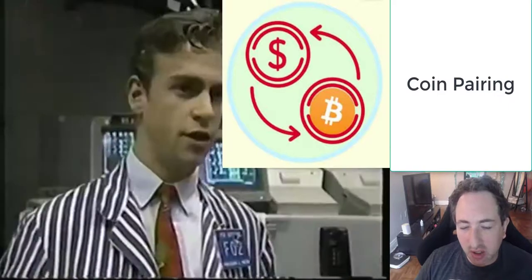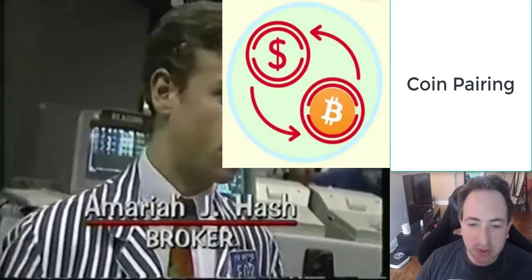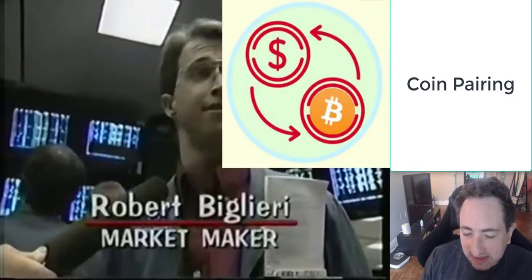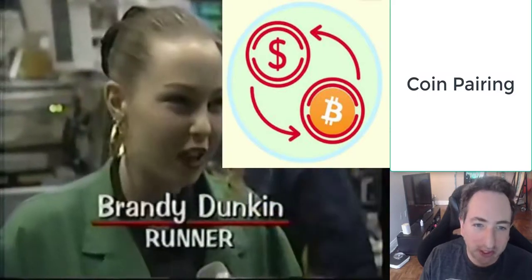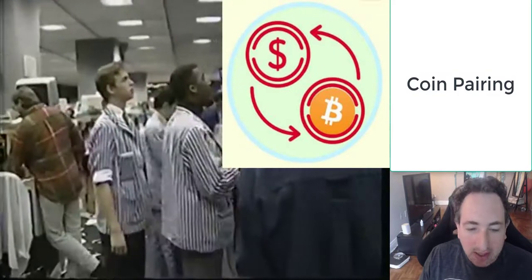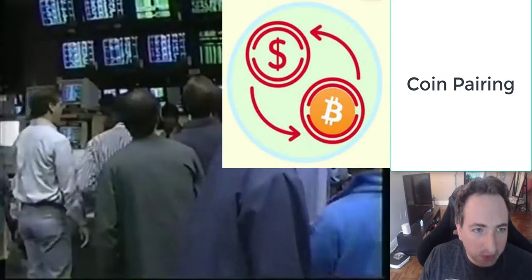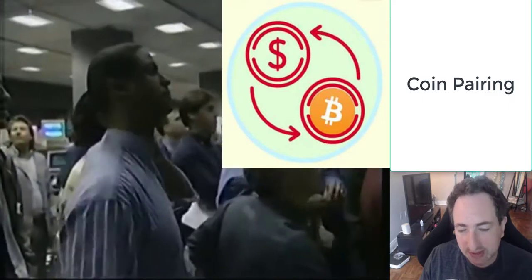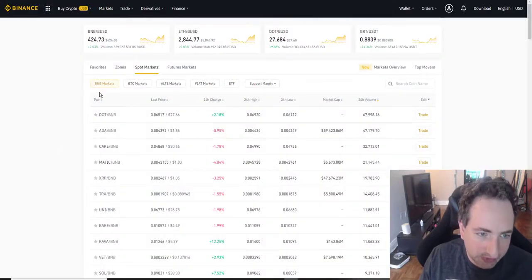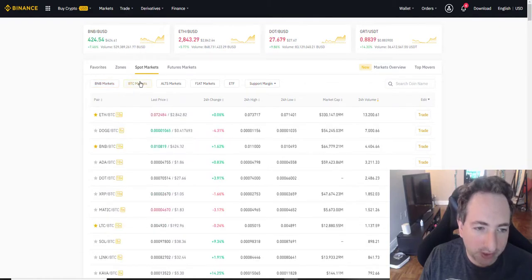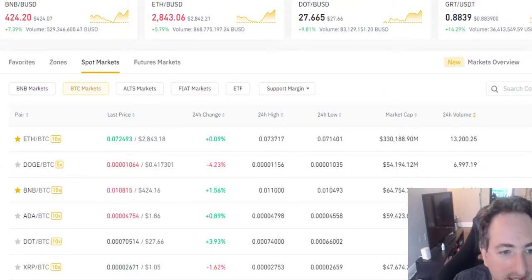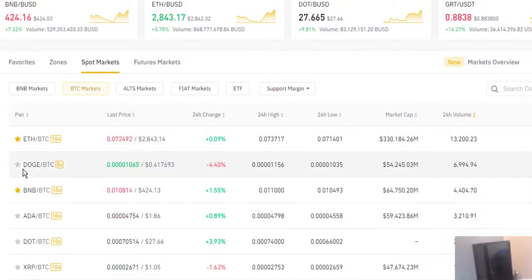When you want to buy stock on the stock market, you usually buy using your currency. If you're in Canada, you're using the Canadian dollar to buy stock like Tesla, Apple, or Microsoft. But when you're buying cryptocurrency, you've got to use other cryptos to buy other cryptos. Some of the coin pairings people commonly use start with Bitcoin. They buy Bitcoin, and with Bitcoin they'll buy other coins like ADA, Ethereum, Doge.